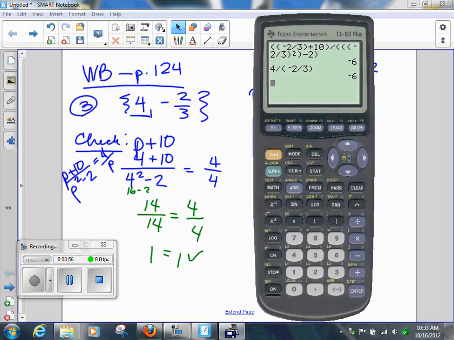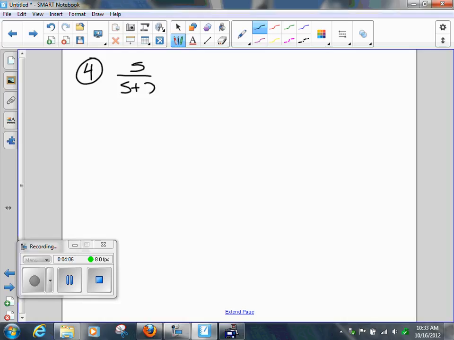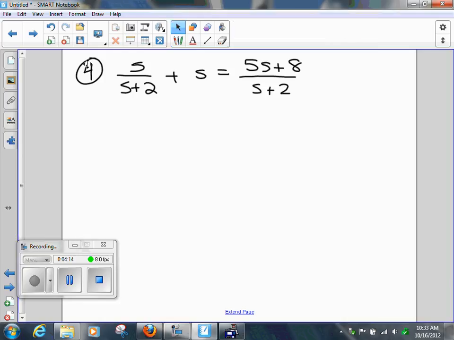Yes? Number 4? Yeah? All right, so let's look at number 4. Number 4 was S over S plus 2 plus S equals 5S plus 8 over S plus 2. All right. A couple of different ways to solve this problem. Somebody came in this morning and said, look at this problem and see if I'm on the right track. I solved it a different way, and they solved it a very easy way.